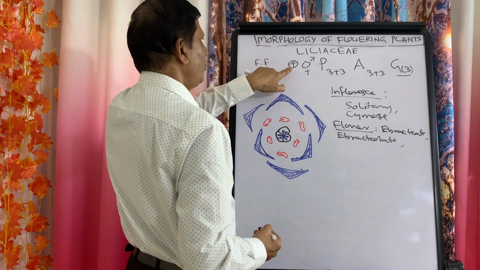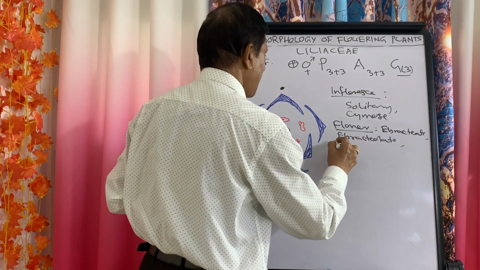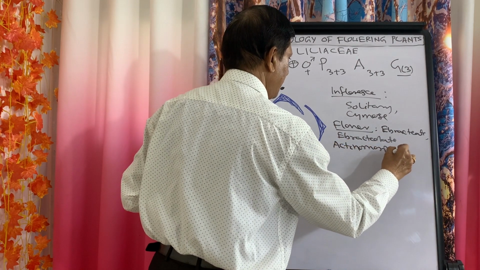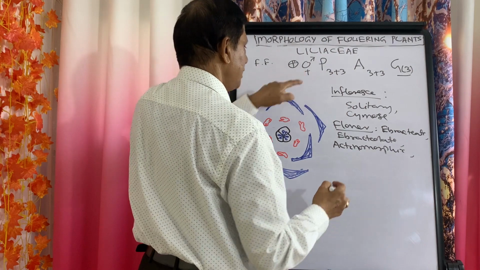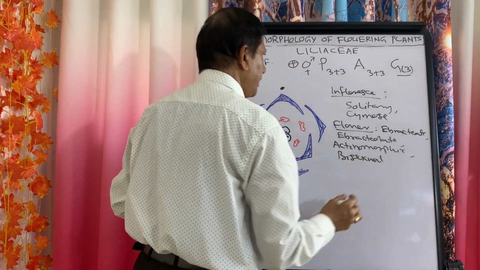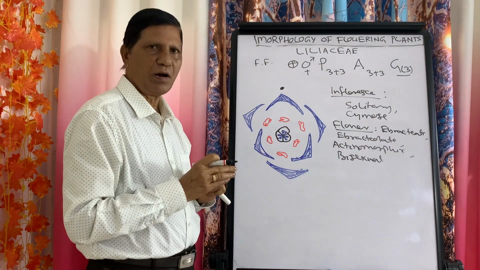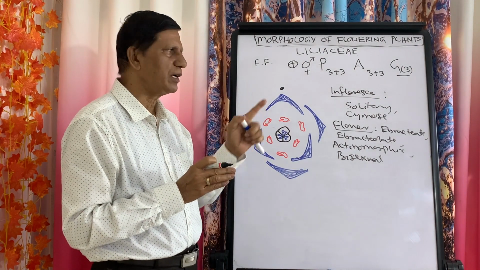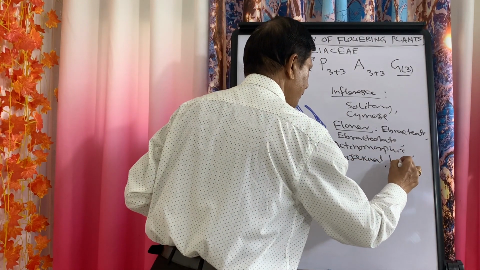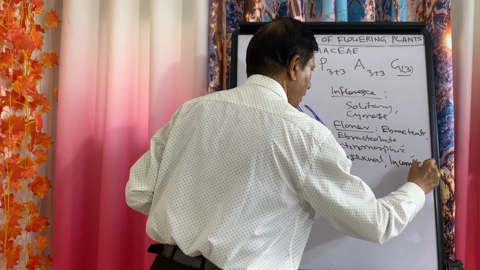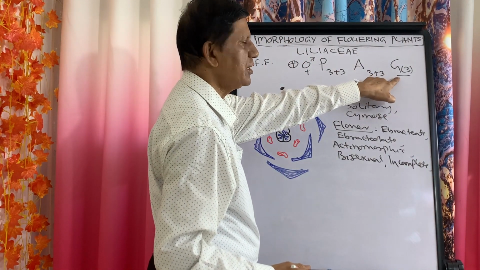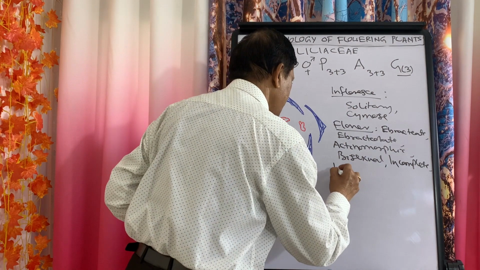Then you see this symbol is there. That means this is actinomorphic. Then this symbol is there. This is bisexual. Then whether the flower is complete or incomplete. Here the 4 whorls are not there, only 3 whorls are there. So we can write it is incomplete. Then regarding hypogyny, perigyny, epigyny, now this symbol is there. So it is hypogynous.